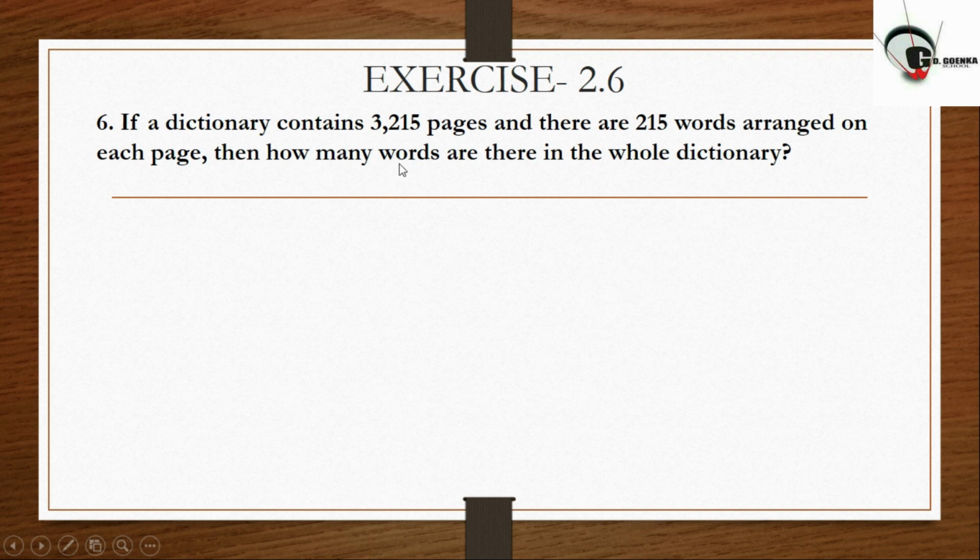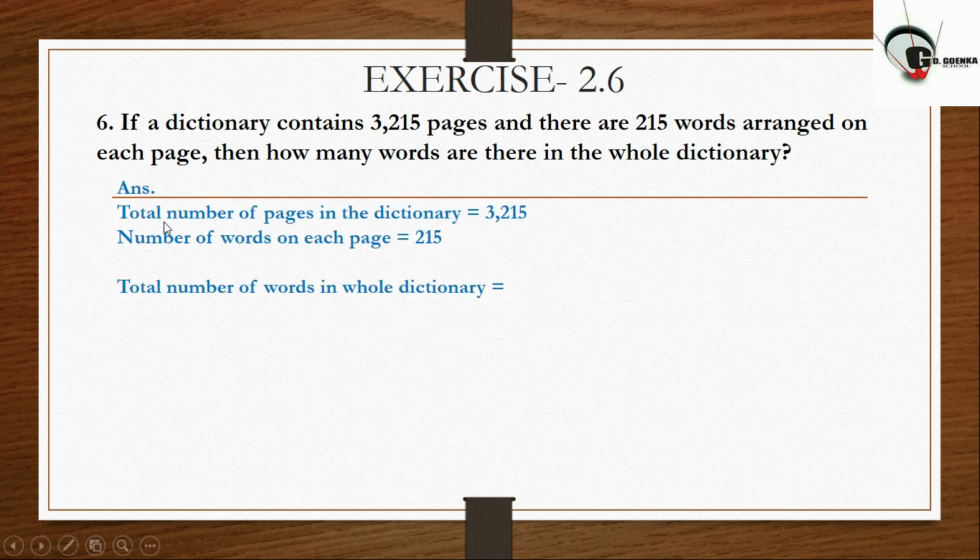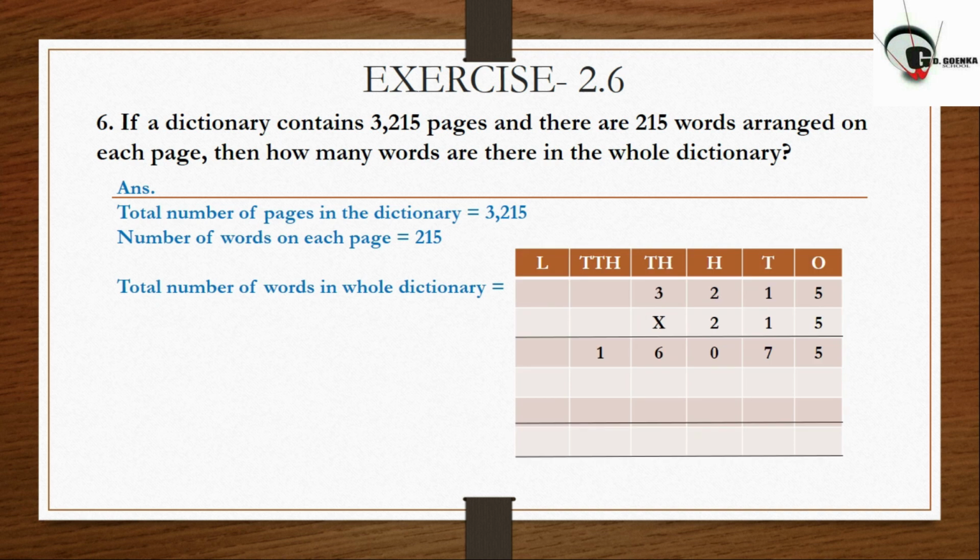So first of all, write down the information that has been given. We need to write down like this: total number of pages in the dictionary is 3,215. Number of words on each page is 215. And then total number of words in the whole dictionary. Yes, which operation are we going to do? We are going to do multiplication. So it is like this.